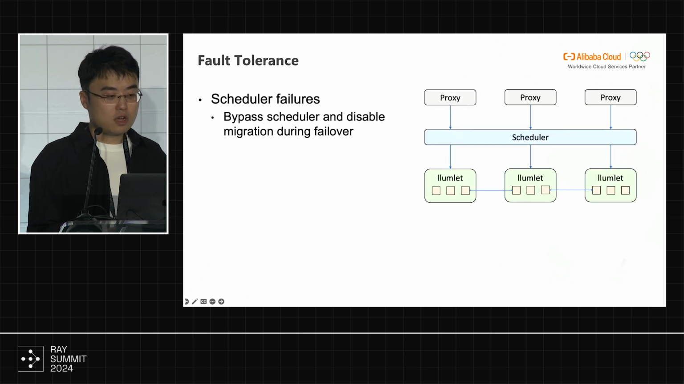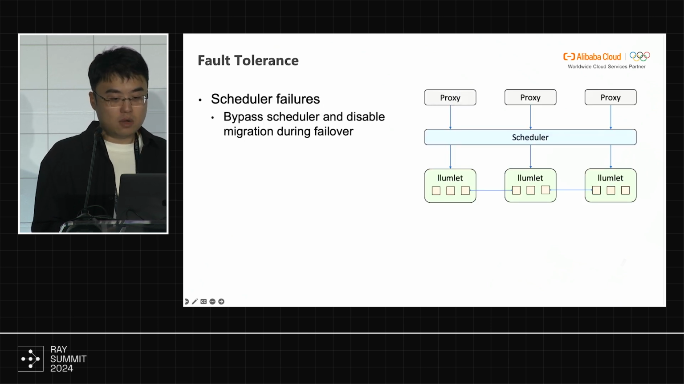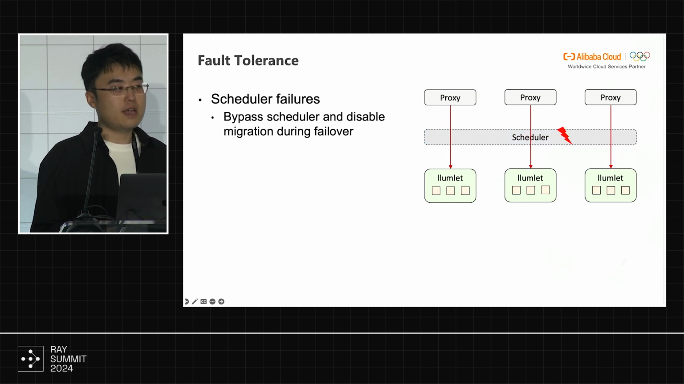Let's first talk about scheduler failures. Currently, the scheduler is on the critical path of dispatching each request. So if the scheduler fails, Llumnix will temporarily enter a scheduler bypassing mode, where each proxy directly dispatches each request to Llumlets, and migration is disabled. Then the scheduler actor will be restarted by Ray automatically.